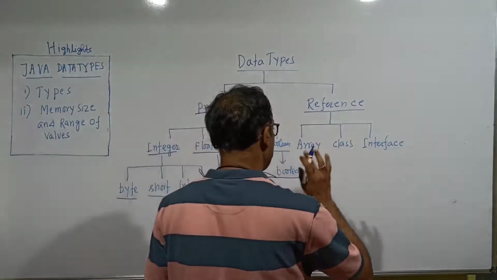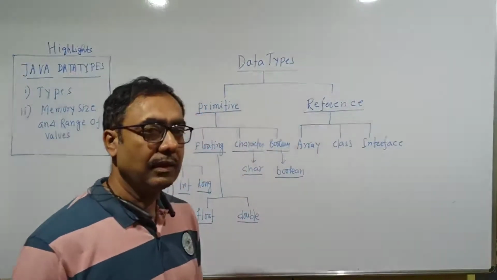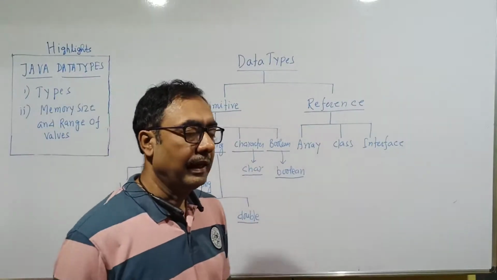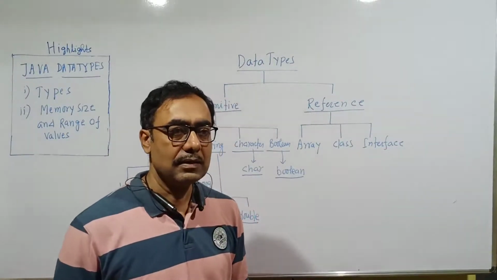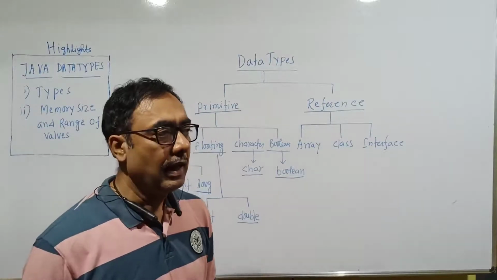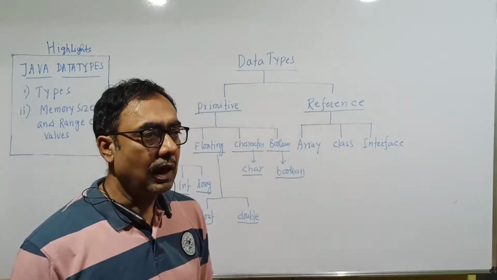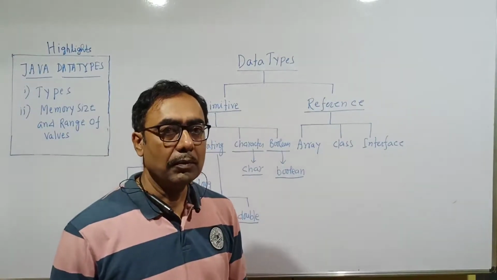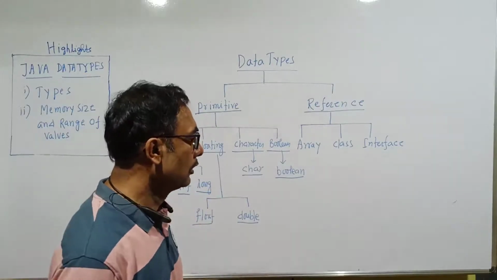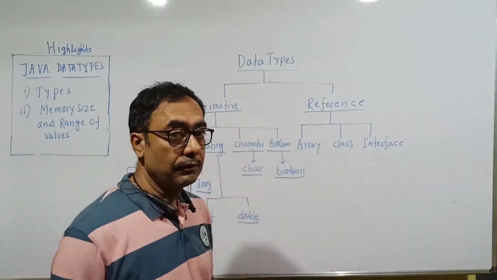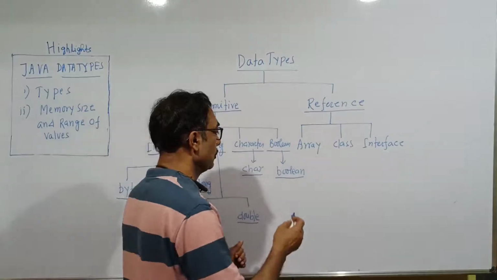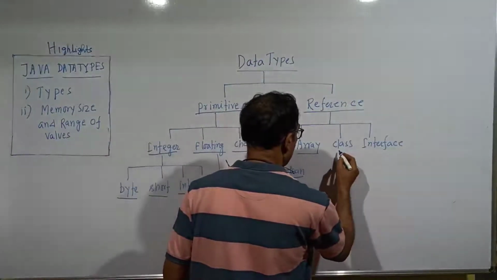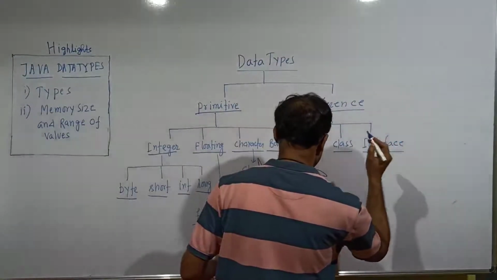Now come to the reference data type. This reference data type is also known as user defined data types, and these data types are built from primitive data types. There are three types of reference data types: one is array, one is class, one is interface.